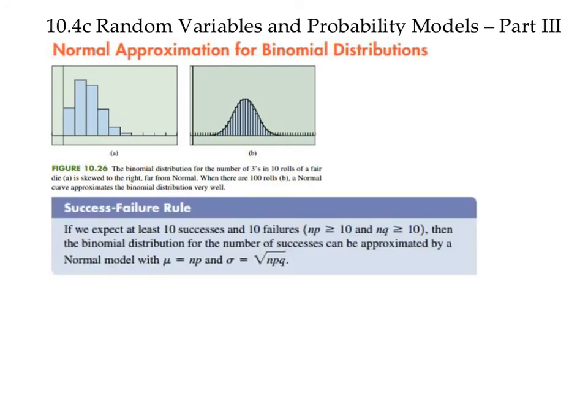Here's the success-failure rule. This tells you when it's appropriate to use a normal distribution to approximate a binomial distribution. If you expect at least 10 successes and 10 failures, that is, n times p must be at least 10, and n times q, or n times 1 minus p, is at least 10, then the binomial distribution for the number of successes can be approximated by a normal model with mean equals np and sigma equals square root of npq. So let's look at an example.